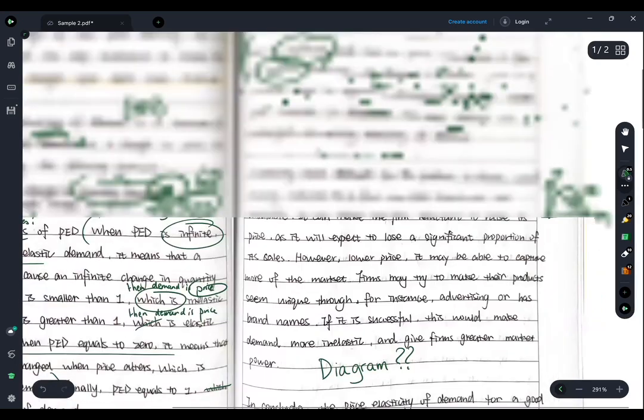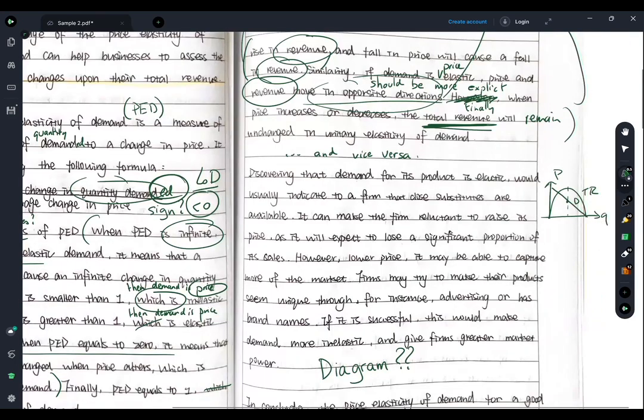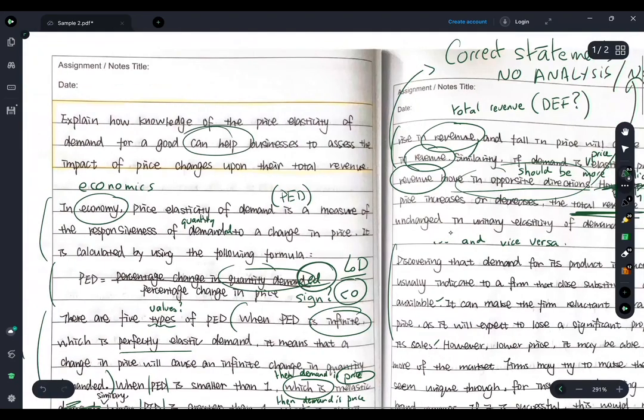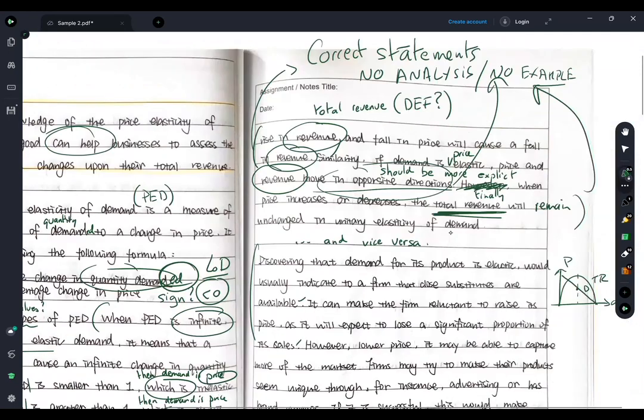Okay, let's have a look at the last paragraph. Discovering that demand for its product is elastic would usually indicate that close substitutes are available. Okay, it's a good point. It's true. It can make the firm reluctant to raise its price as it will expect to lose a significant proportion of its sales. Okay, so this is very good. To me, that's extremely relevant, because the essay question is, how can it help businesses to assess the impact of price change upon their total revenue? And that is very good.